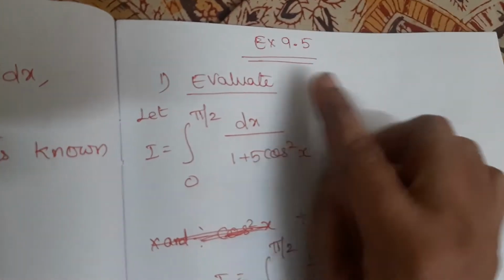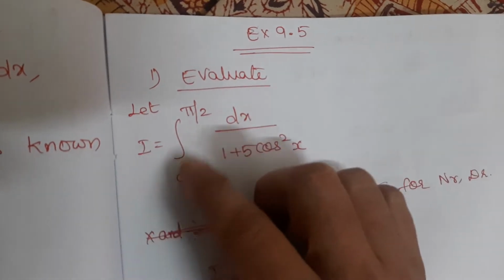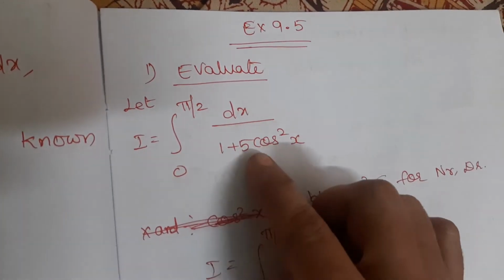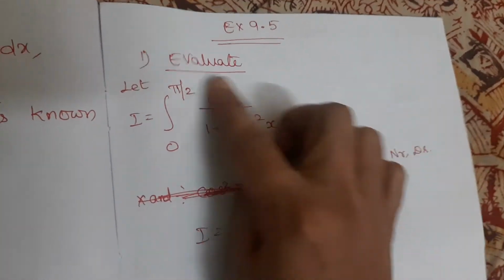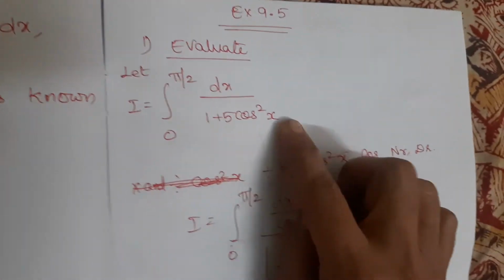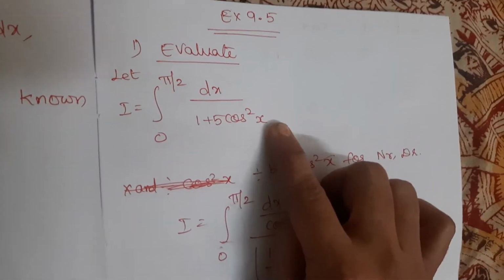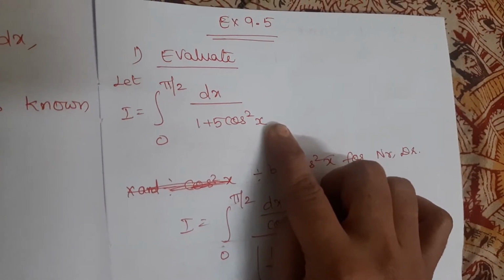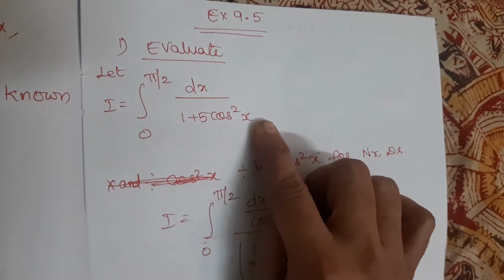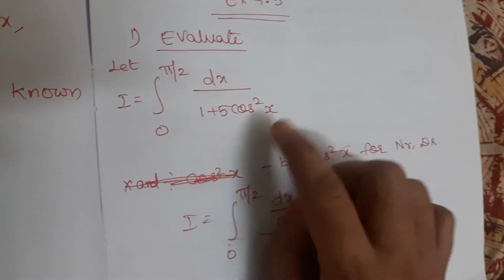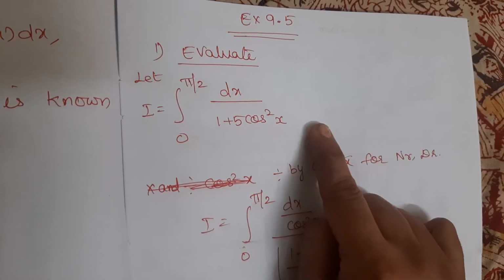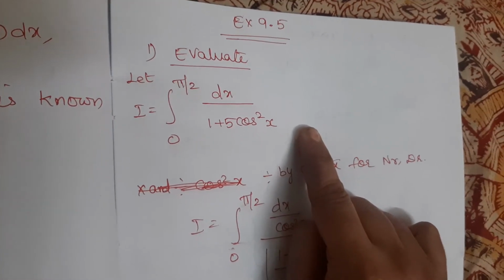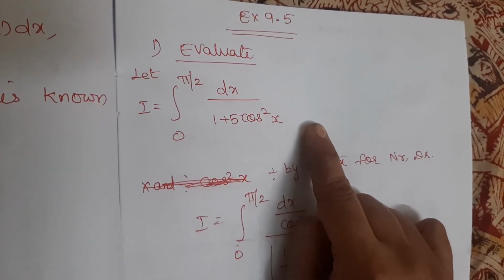Now exercise 9.5, the first problem: evaluate integral 0 to pi by 2 dx by 1 plus 5 cos square x. Just look at this integration. We cannot use a direct formula, and we cannot use any integration method directly. So we should know that this is to be converted into an improper integral, and with that only we want to evaluate this.